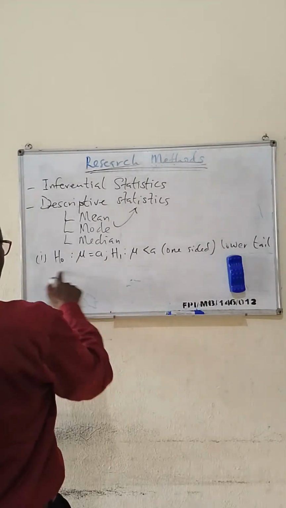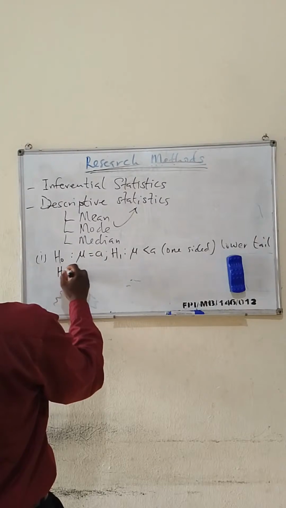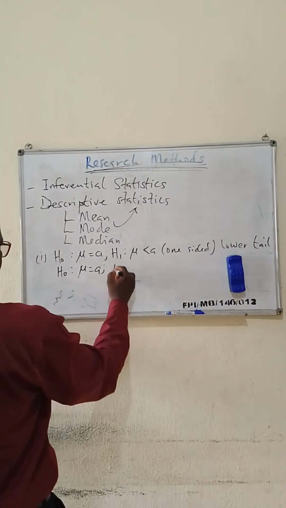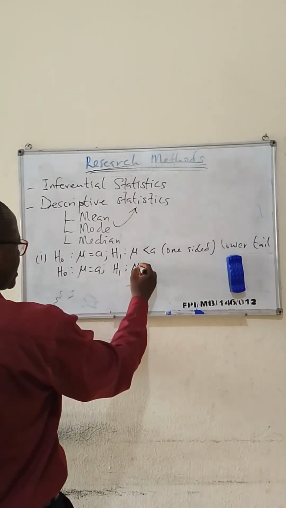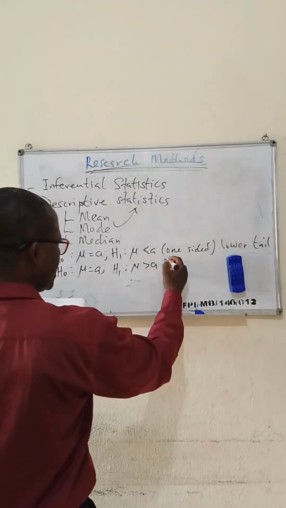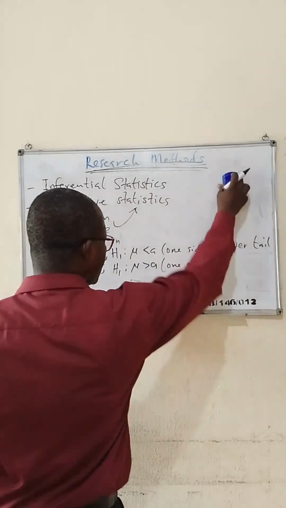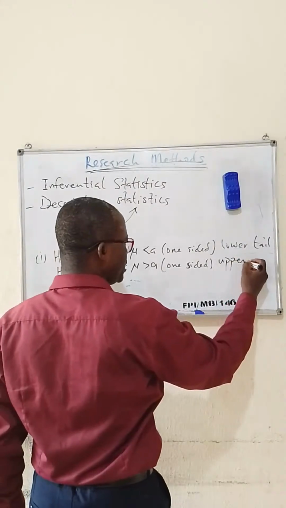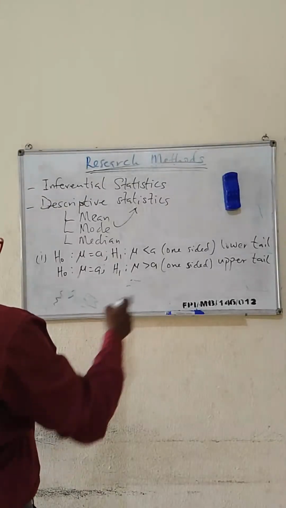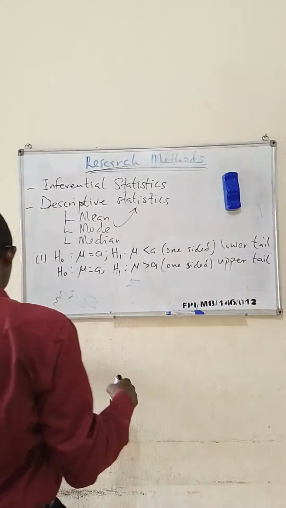Now, if you have the same expression here, and the alternative hypothesis says mu greater than A, it's still a one-sided test, but in this case it is an upper tail test, because this is greater than. This is less than, lower tail; this is greater than, upper tail.